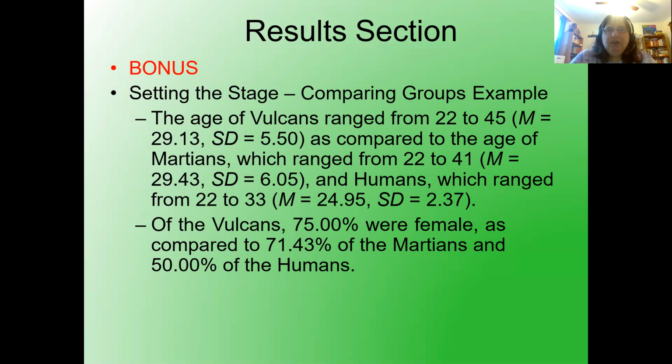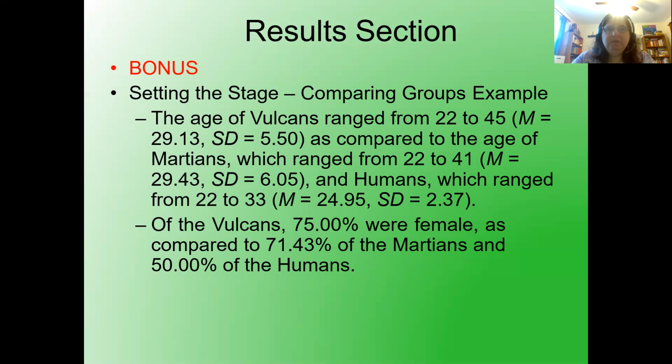The age of Vulcans ranged from 22 to 45. Mean equals 29.13, standard deviation equals 5.50. As compared to the age of Martians, which ranged from 22 to 41. Mean equals 29.43, standard deviation equals 6.05. And humans, which range from 22 to 33. Mean equals 24.95, standard deviation equals 2.37. So you can see what I did is I now gave the ages for each level of my IV, for each category within my IV.